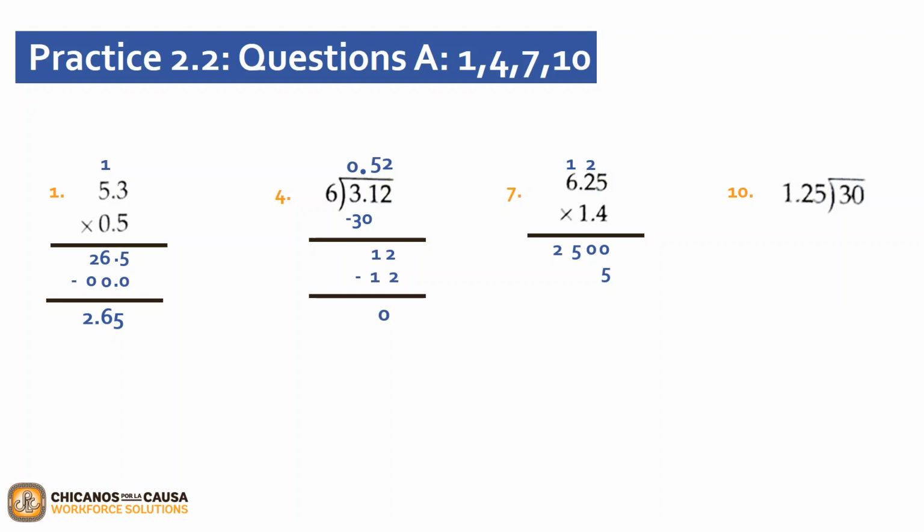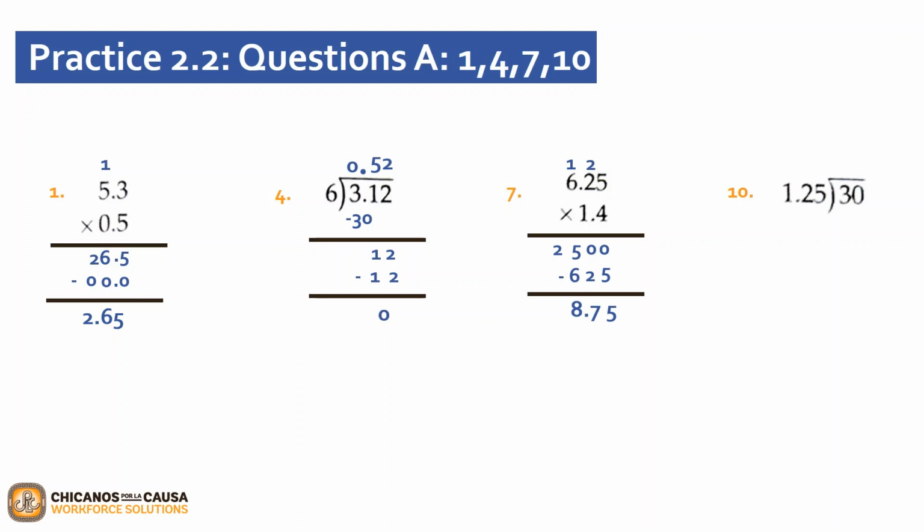Now, we have 1 times 5 is 5, 1 times 2 is 2, and 6 times 1 is 6. So now we're going to subtract 625 from 2500. This gives us a final answer of 8.75. Now, you may be wondering why there is a decimal within 8 and 7. And that is because in 6.25 we have 2 decimal places, and in 1.4 we actually have 1. So that really gives us 3.